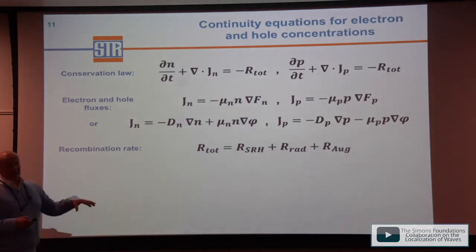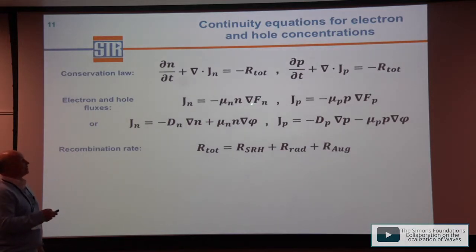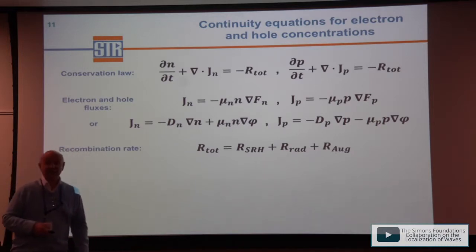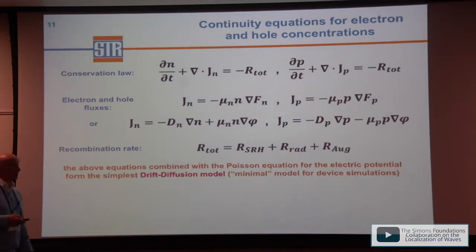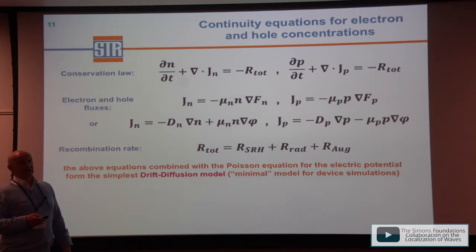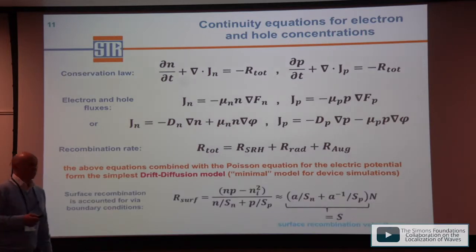And there is another formulation of the fluxes, the thermodynamic formulation, which involves the gradient of the quasi-Fermi levels. In any case, these equations, together with the Poisson equation, form the simple drift diffusion model, which is used in many, many simulations.